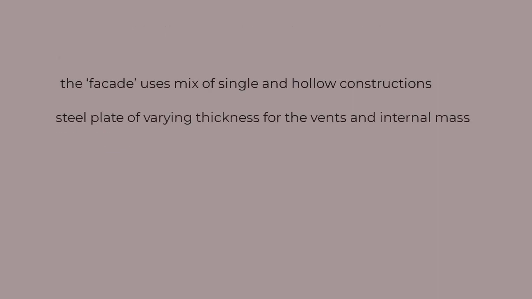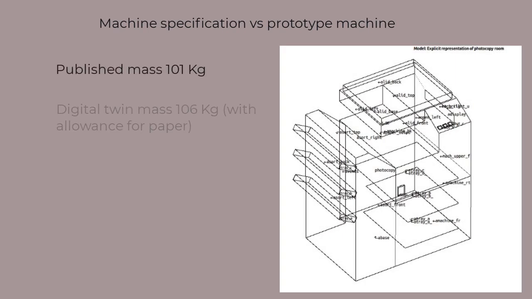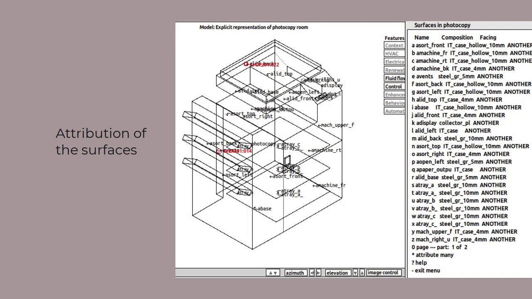The facade is a mix of 4mm ABS and a hollow ABS section with some steel plates at the grills. Internally, there are multiple steel plates back-to-back. This model totals up to 106 kilograms, which allows for paper and toner. The manufacturer's list weight of the copy machine is 101 kilograms. Having come up with our list of materials, we attribute the various surfaces of the machine to reflect these assumed constructions.